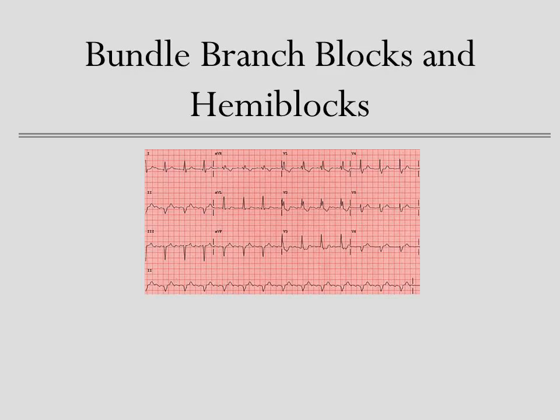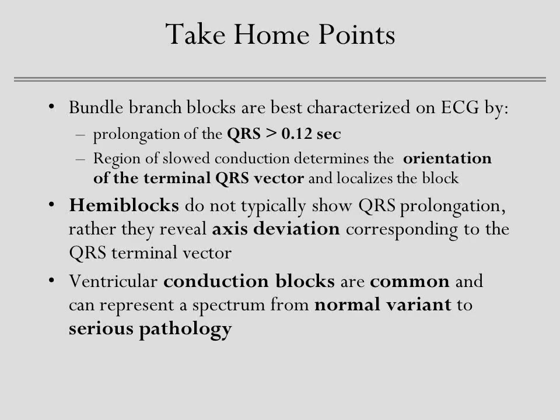Bundle branch blocks and hemiblocks. Take-home points. Bundle branch blocks are best characterized on ECG by prolongation of the QRS greater than 0.12 seconds.